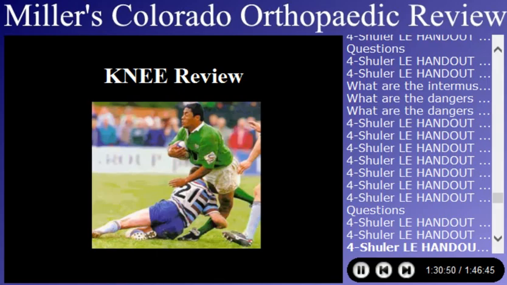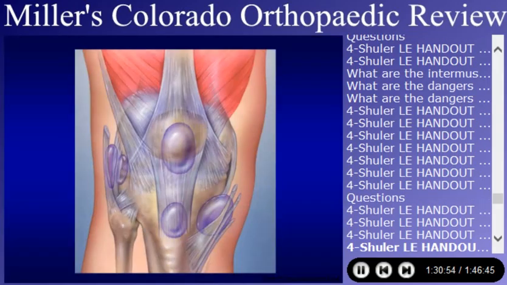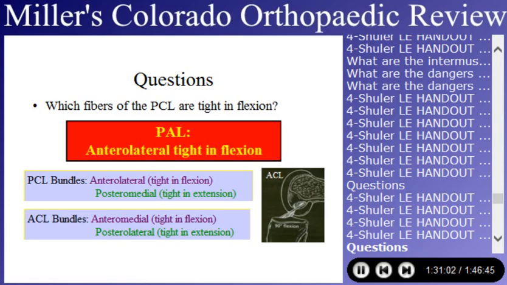Remember I told you in the test-taking tip, know one thing cold? All anterior bundles of the ACL and PCL are tight in flexion. Who's your PAL? PAL is your PCL. Anterior lateral bundles are now tight in flexion. And that's the easiest way to remember. Know one thing cold, and you can figure out your answer for any question, whether they throw it on the PCL, which is now loose in flexion. You can figure it out just by knowing one thing cold.